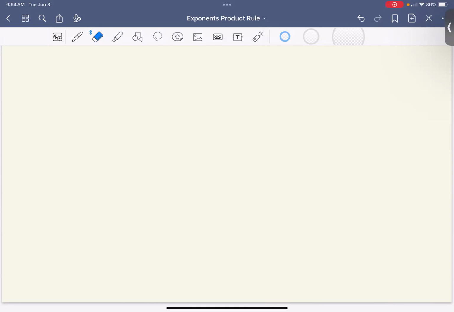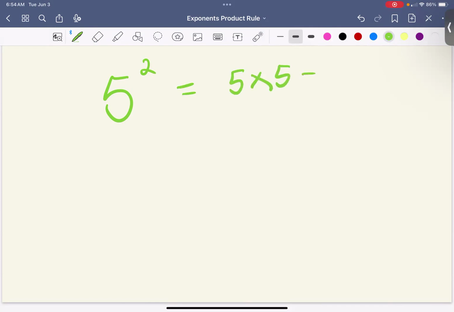Today we're going to learn about the product rule with exponents. An exponent is a number that is raised to a power. So this says 5 raised to the second power. This means 5 times 5, which is equal to 25.